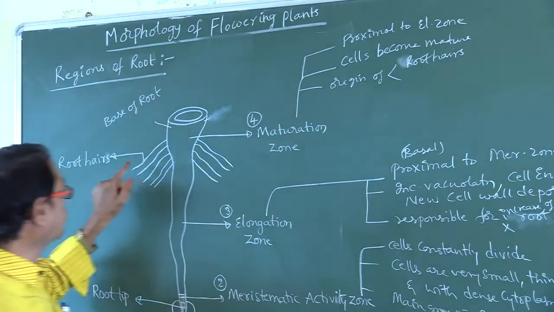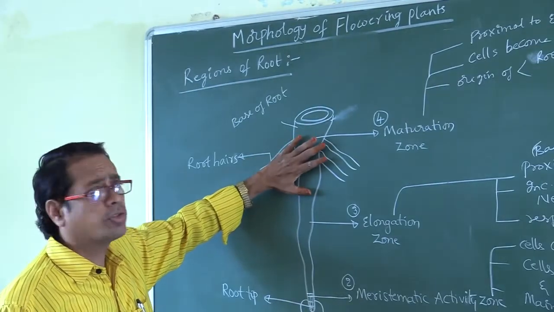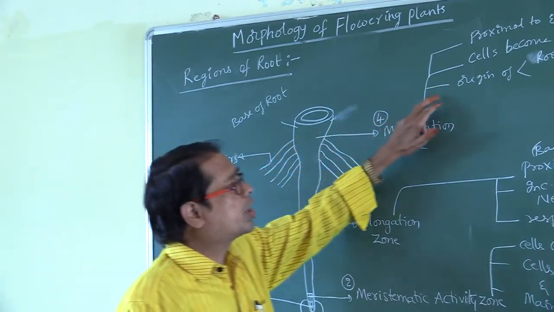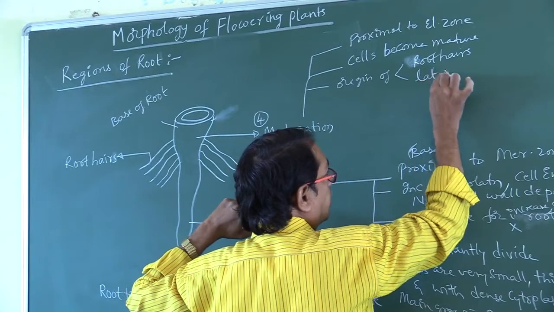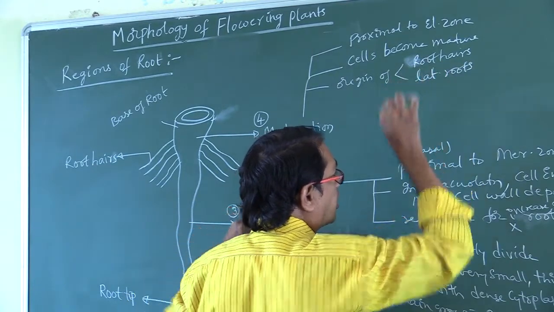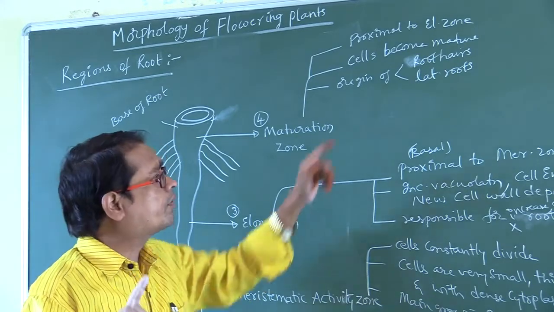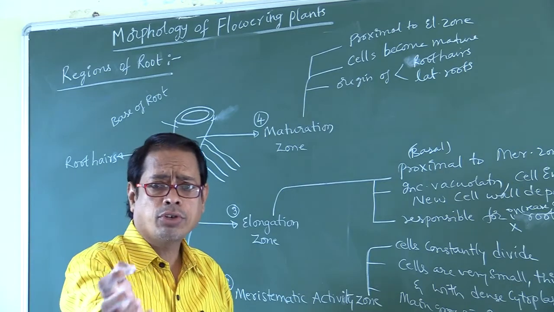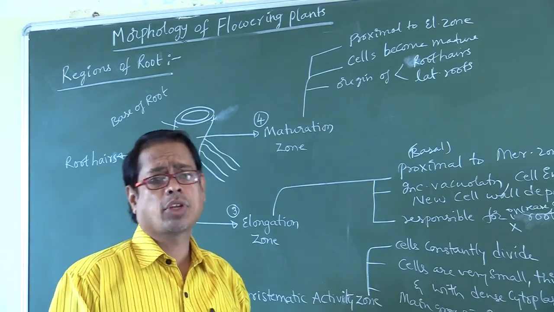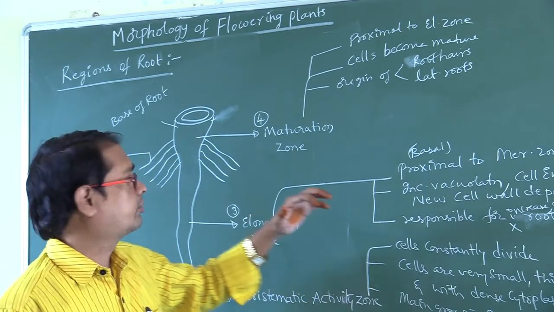Here, these are the root hairs. Where do you find these root hairs? This is the maturation zone. So, origin of root hairs. In that region, lateral roots are also developed. What is the function of root hairs? Root hairs are useful to absorb water from the soil.